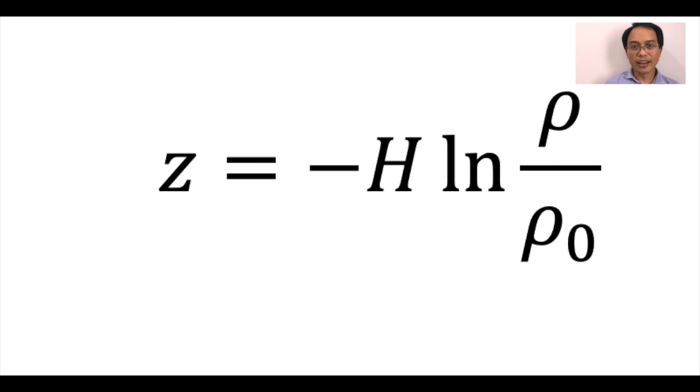If you want to calculate the height, you just rearrange this equation so that Z is on the left-hand side of the equation. Thus, this equation can be used to calculate the actual height in meters.